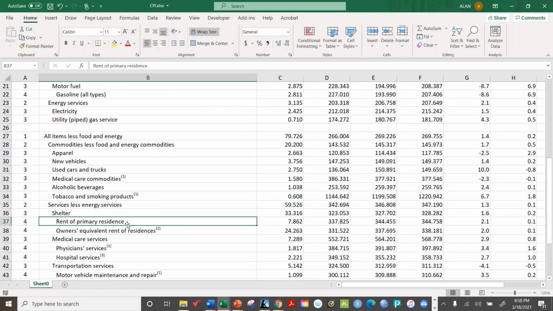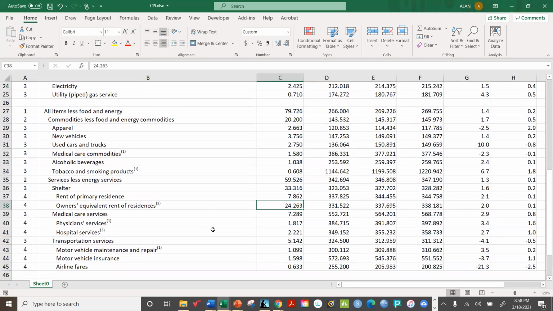We have rent, owner's equivalent. This, by the way, is a number that they create. The idea here is that not everybody, of course, rents. A lot of people own their own homes. And so what the BLS tries to do is estimate what kind of rent they would have had to pay if they didn't actually own that property. So that's what that number is meant to represent. And then we have physician services and all the rest.